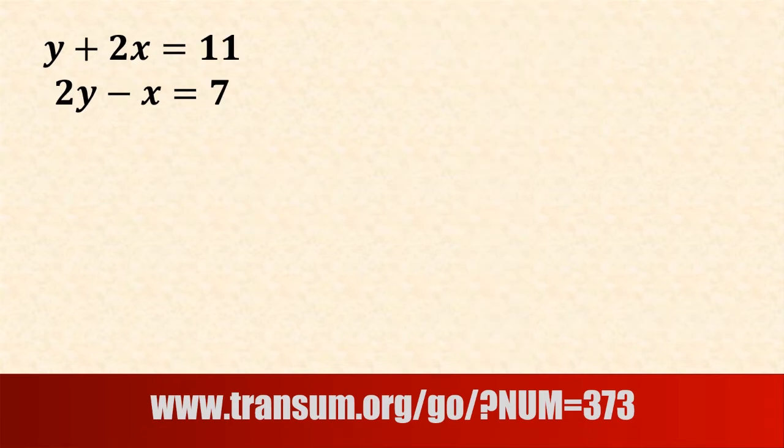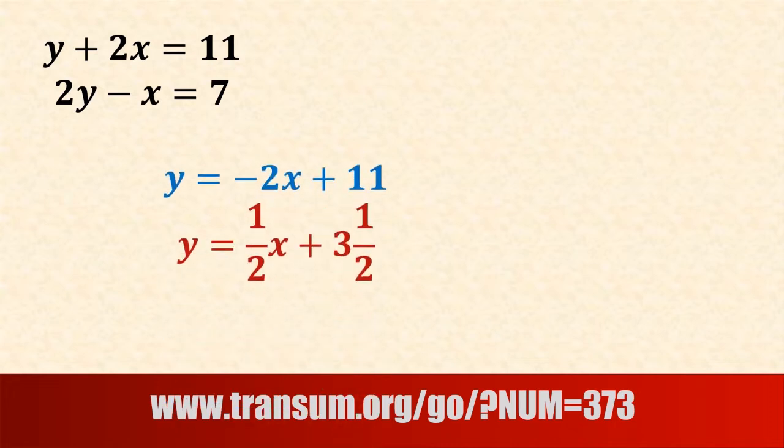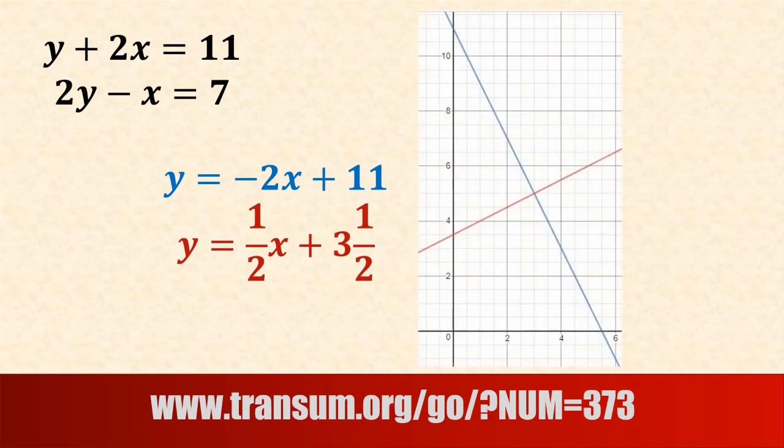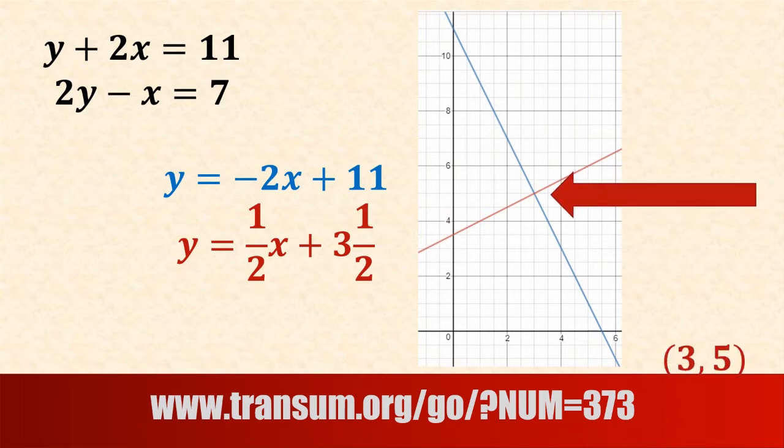Okay, let's have another go. Two more equations that you'd know how to solve algebraically. I'll rearrange them into the form y equals mx plus c and then plot them. And it's the intersection that we're interested in. There it is. The coordinates of the intersection are 3, 5. So the solution of those simultaneous equations is x equals 3, y equals 5.